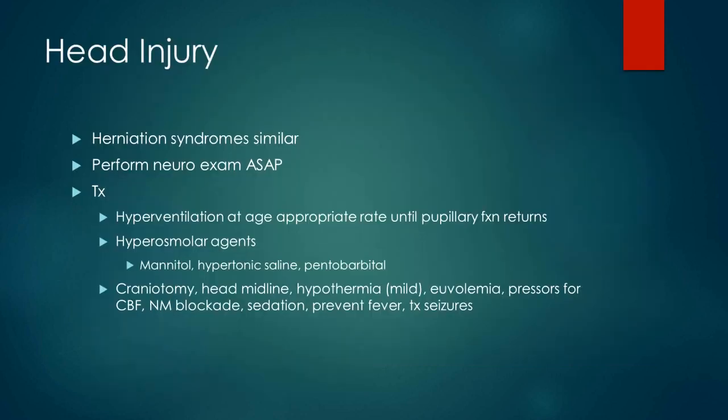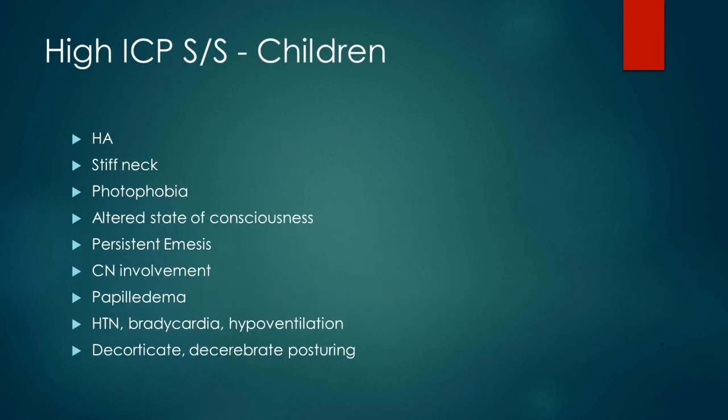Herniation syndromes are similar in children as adults, like we already talked about in a previous lecture. You want to make sure that you perform good and accurate neuro exams frequently. Treatment, again, is going to be hyperventilation for a short period until pupillary function returns while you're getting your other treatments on board, your hypertonic saline, your pentobarb, your mannitol, and neurosurgery is either performing a burr hole or a craniotomy or something. Typically with children, it's going to be craniotomies because burr holes don't work as well, and they'll go from there.